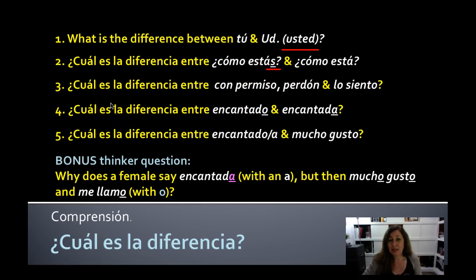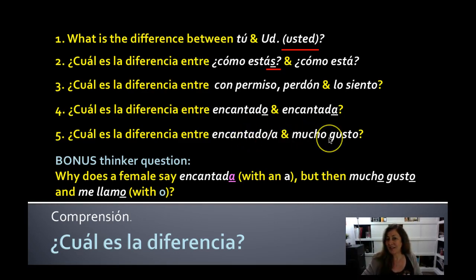¿Cuál es la diferencia entre con permiso, perdón y lo siento? Anticipating, asking permission, getting by, something's about to happen. Perdón, you can multi-use. Lo siento, I'm sorry. Something that you're probably actually sorry for. Ask yourself, which one would I say? I as in you. Would you say encantado or would you say encantada? I know I would say encantada. So choose one and that's yours.